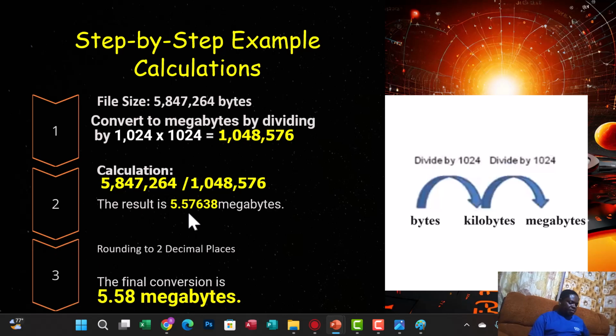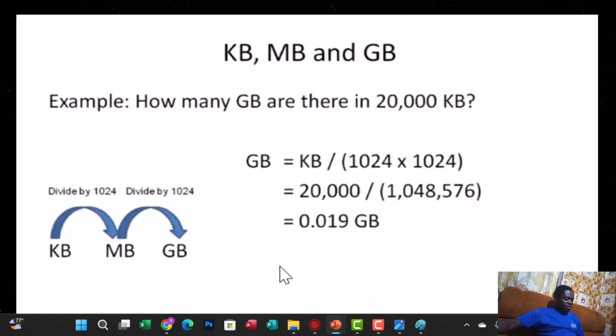So we are still going on with an example of what we just did. How many gigabytes are there in 20,000 kilobytes? As said earlier, you should know that it is not a direct conversion. Here you have to convert it from kilobyte to megabyte, then from megabyte to gigabyte.